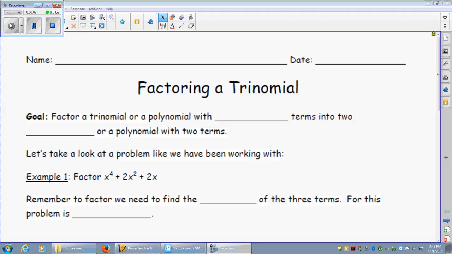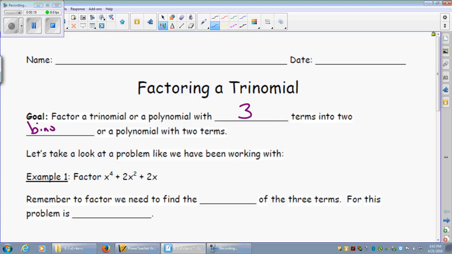Alright guys, so here are my notes on factoring a trinomial. What we're going to be doing today is factoring a trinomial, or a polynomial with how many terms? What does tri sound like? 3 terms, into 2 binomials, or a polynomial with 2 terms, right? So let's take a look at a problem that we've been working with.